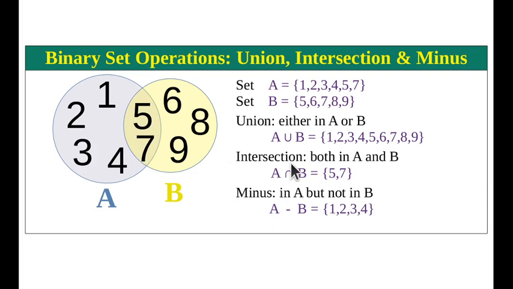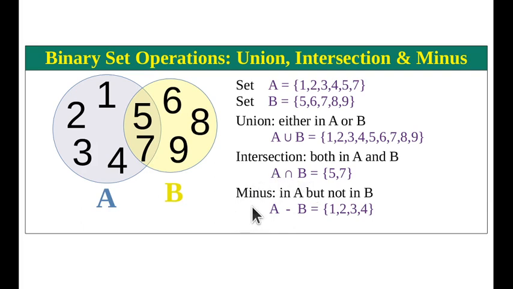Next, intersection. Intersection means all such elements which are both in set A and set B. A intersection B is a set of elements 5 and 7. In simple language, all the common elements of set A and B, that is 5 and 7, will come within the set that we are getting with the intersection operation of A and B.